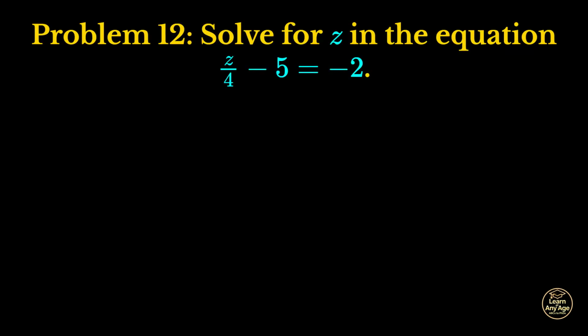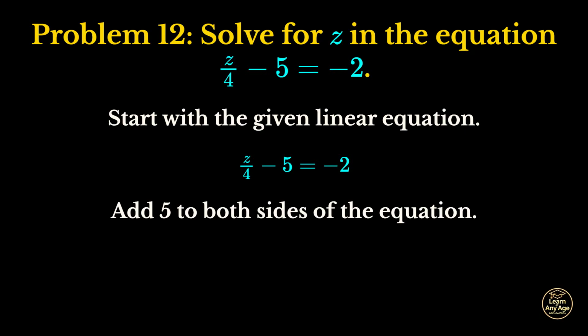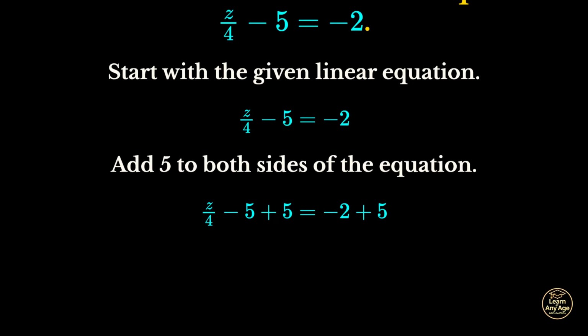Problem 12. Solve for z in the equation z over 4 minus 5 equals minus 2. Start with the given linear equation. Z over 4 minus 5 equals minus 2. Add 5 to both sides of the equation. Z over 4 minus 5 plus 5 equals minus 2 plus 5.